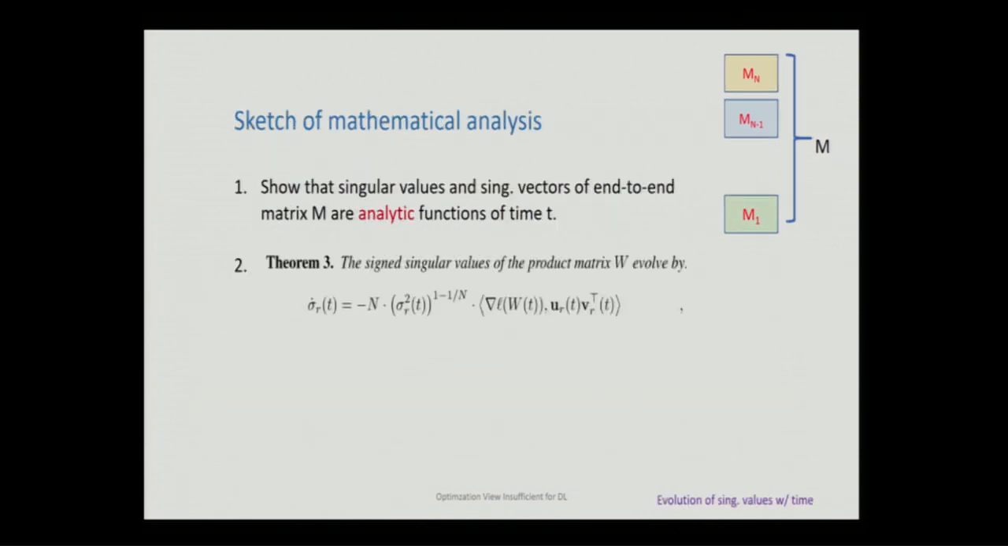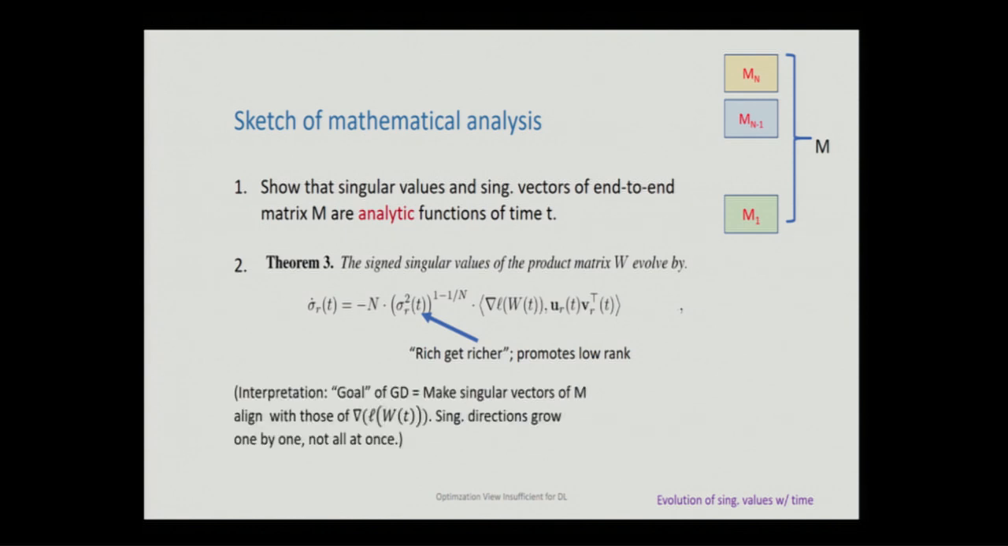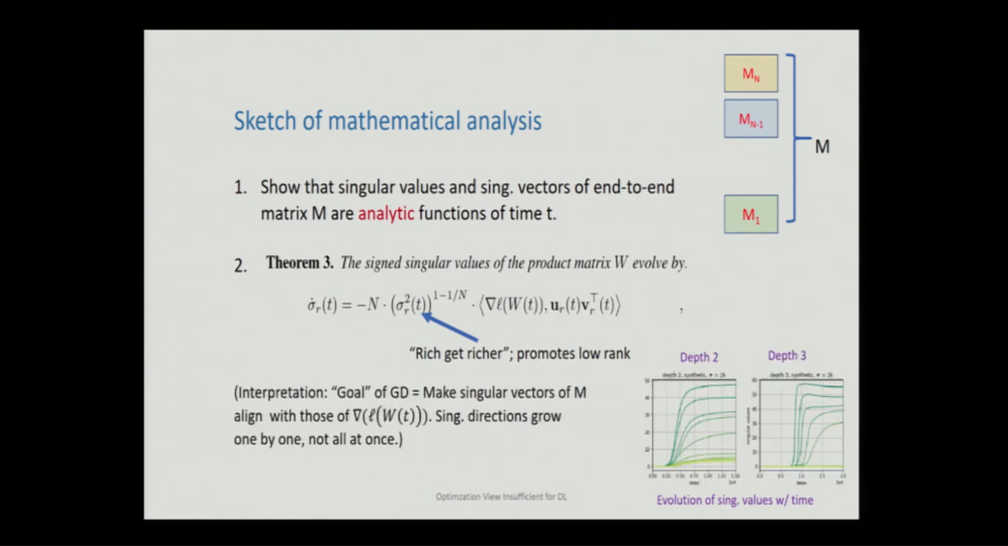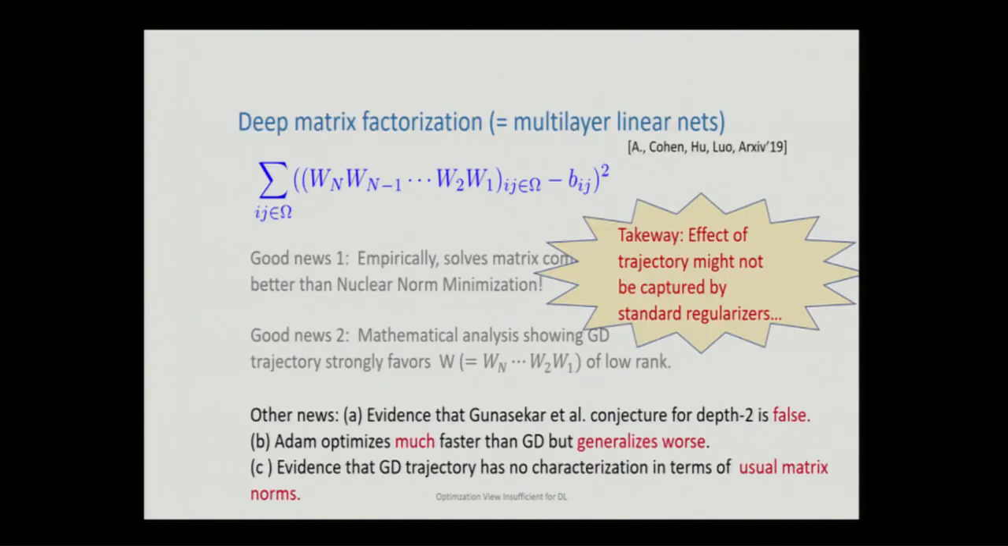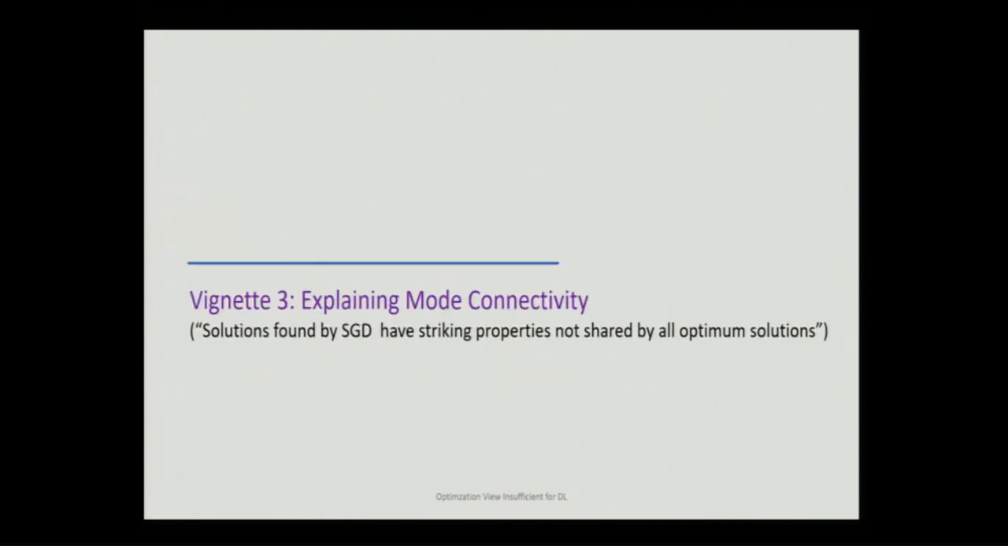And this you can analyze. It's simple enough that you can analyze the differential equations that describe the gradient updates, and you can see how the singular values and singular vectors get updated during the training, and you can prove some theorems. And it sort of ruled out some other previous conjectures, but I didn't go into those.